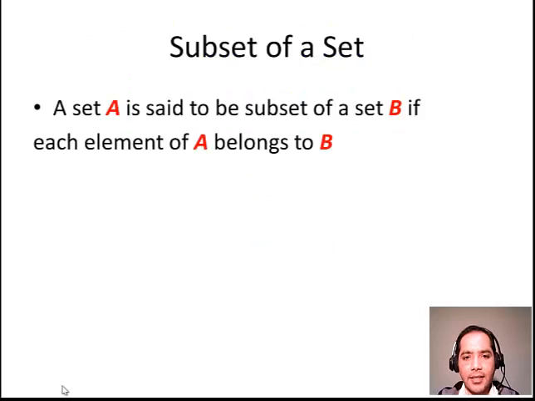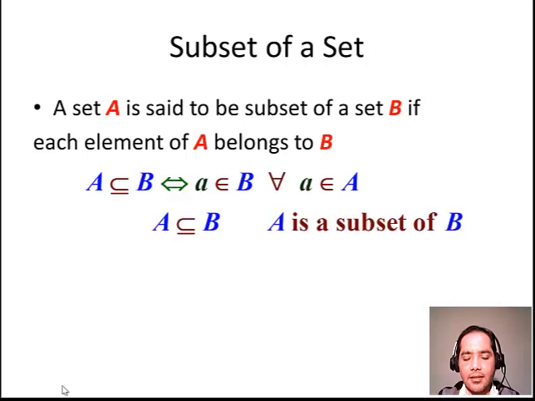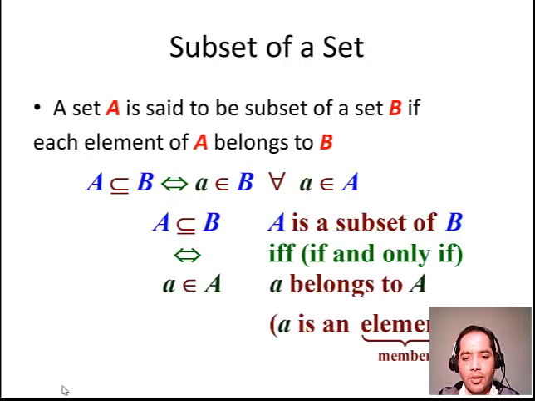Subset of a set. A set A is said to be a subset of a set B if each element of A belongs to B. Mathematically, we can write it as A is a subset of B if and only if a belongs to B, for all a belongs to A. These symbols are read as follows: the arrow sign is "if and only if", and a belongs to A is also called a is an element of A or a is a member of A, and this symbol is called "for all".